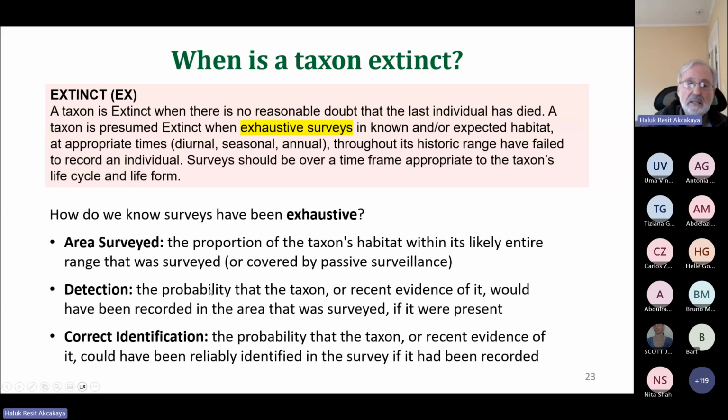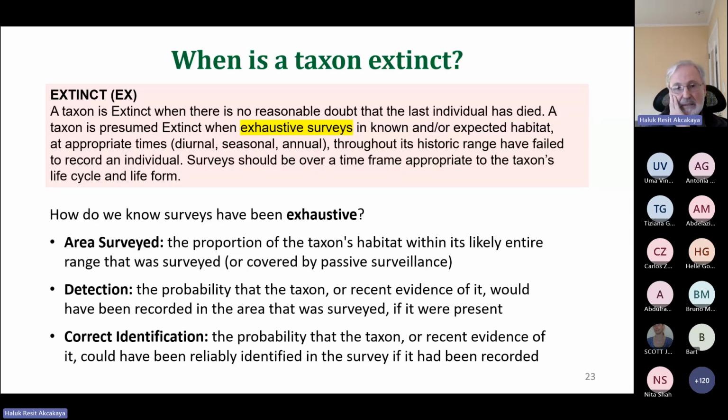There are three types of information. One is the area surveyed: what proportion of the species' habitat was surveyed, and whether it was surveyed at the correct time of year, etc. The second one is difficult. This is the probability that the species would have been recorded in the area surveyed if it were present. This is a subjective probability that the assessor has to enter, and it will be a small number for a species that is cryptic and difficult to detect, and a higher number for a species that is obvious and easy to detect if it is present.